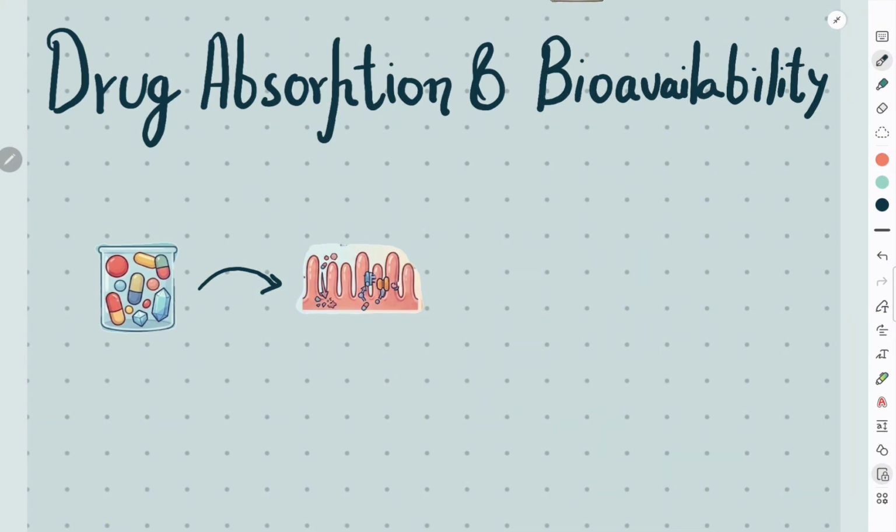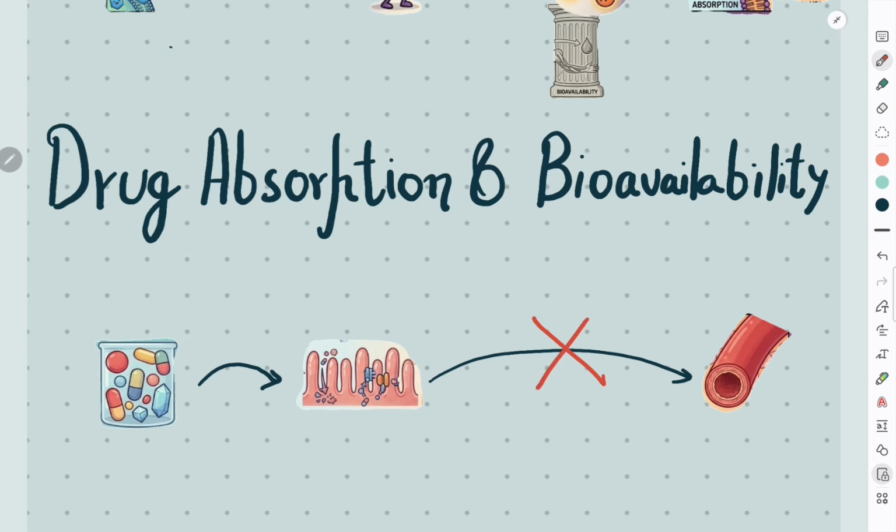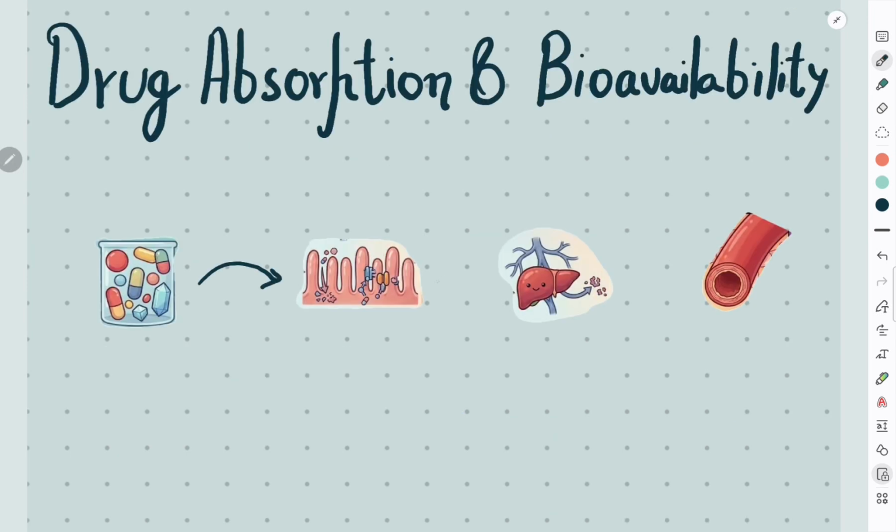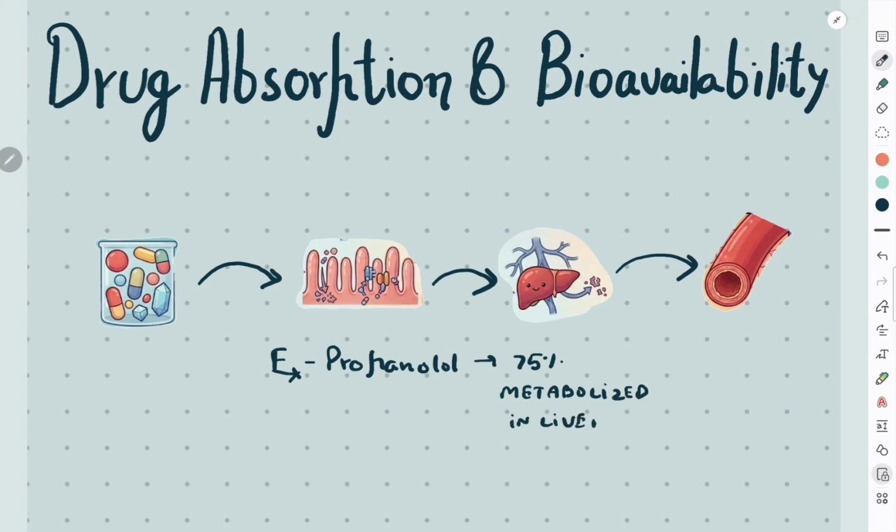After crossing the intestinal wall, the absorbed drug does not go straight to the rest of the body. Instead, it enters the portal vein and goes directly to the liver. The liver acts like a metabolic border patrol, immediately chewing up and destroying a massive percentage of the drug before it ever has a chance to reach the heart and systemic blood vessels. For example, if you swallow a pill of the beta blocker propranolol, the liver destroys roughly 75% of it on its very first pass, leaving a bioavailability of only 25%.